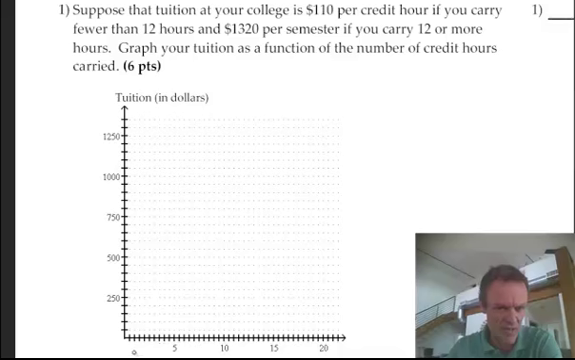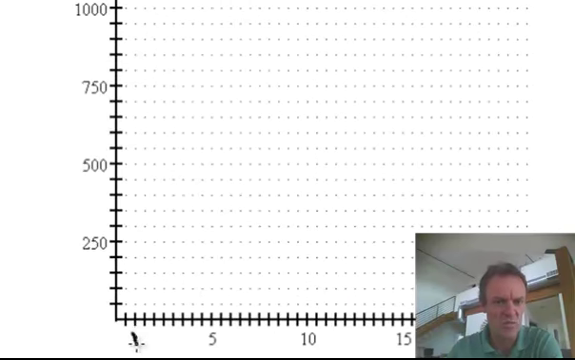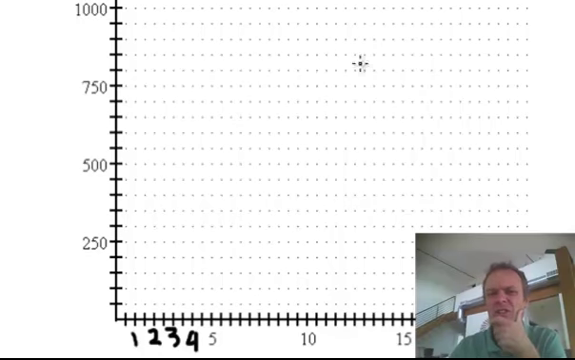So if you look down here, I'm just going to draw this. That there is 1. 2 is that mark. 3 is that mark. 4 is that mark, and 5, and so on. So what you're doing is this: $110 for 1 credit hour. This is the x-axis, 1 credit hour. It can't be too accurate. I'm just going to put a little point there.